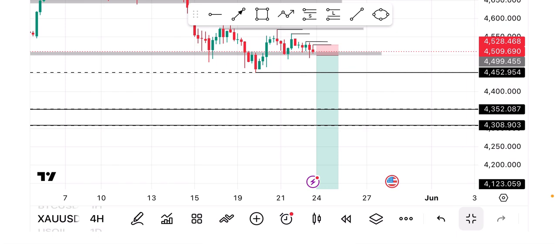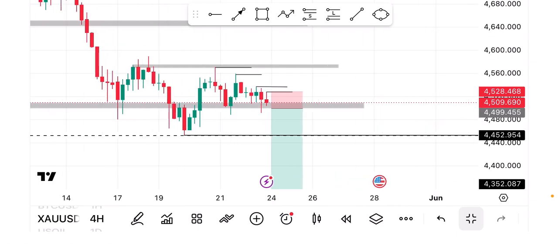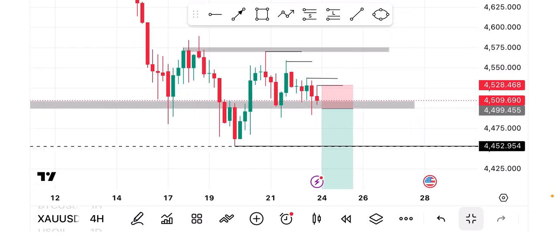So with all that being said, this is my analysis for Monday, the 25th of June. And let's just see how it goes, guys. Let's see how it goes.